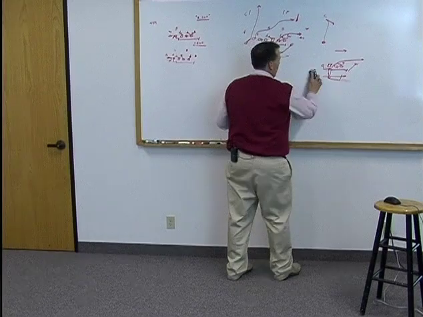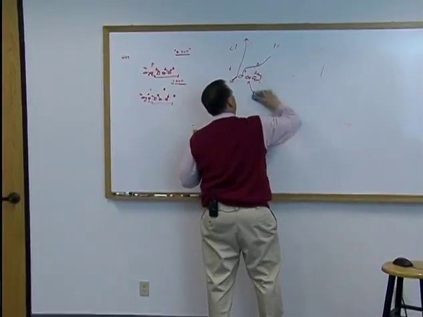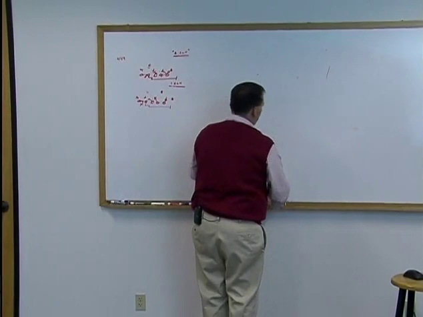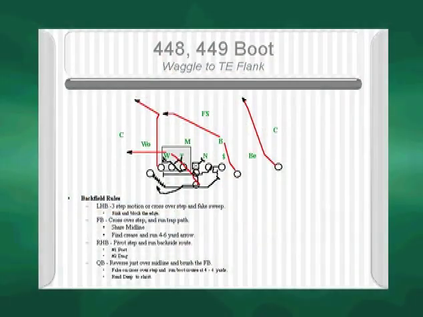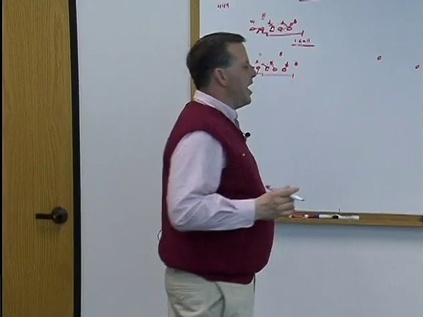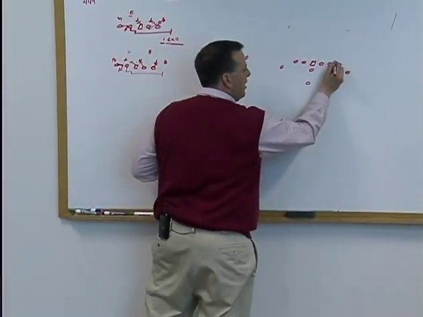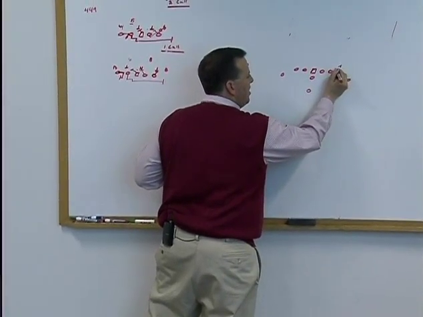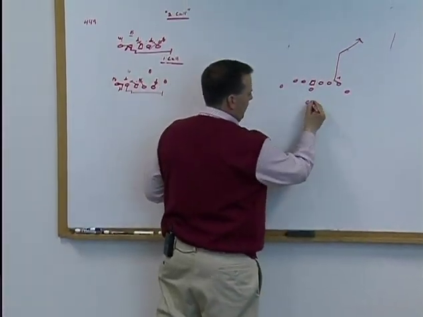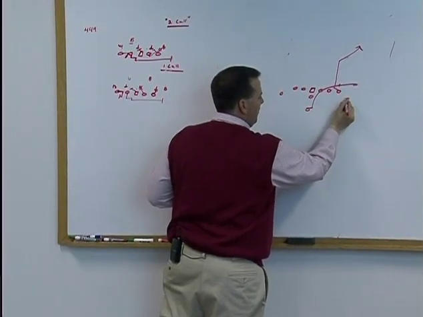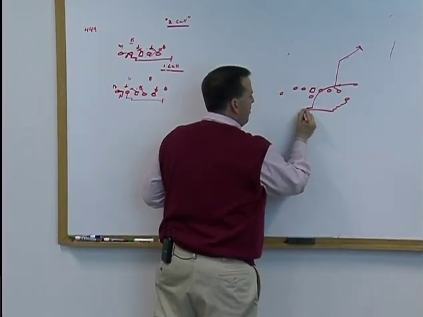Now, when you run waggle to the tight end flank, your opportunities for it to become a run play are greater. The reason it becomes greater is we're going to inside release that tight end to influence that defensive end inside as we run him off to the corner. Same action in the backfield. This time we get three-step motion and we settle.